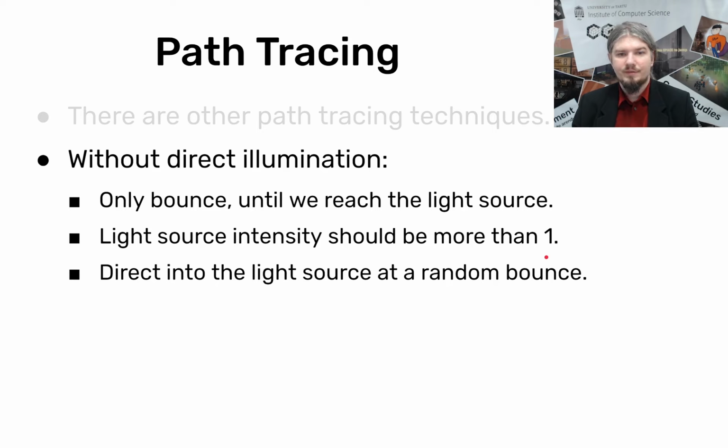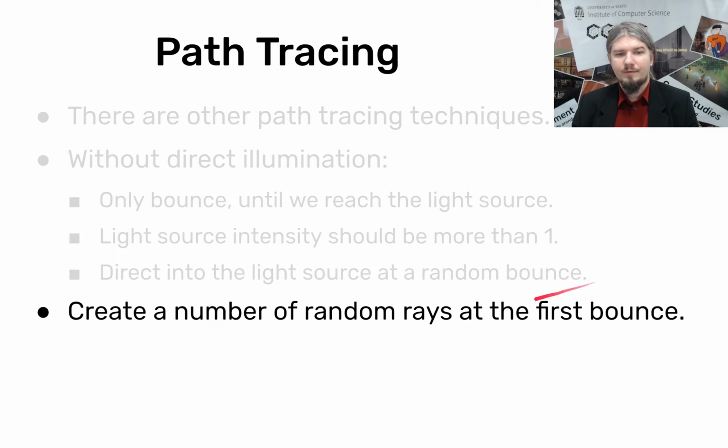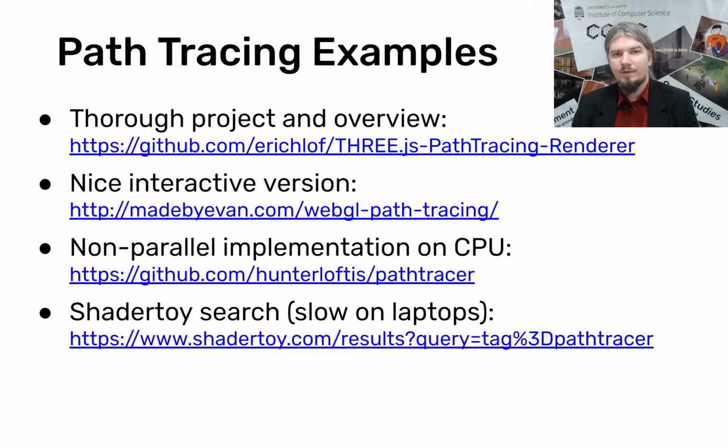Or we could also direct our random light path trace onto the light source at some random bounce. Another alternative would be to create a number of random rays at the first bounce, sampling more of the surrounding geometry in one sample. You can find plenty of path tracing examples on the web that run in your web browser, so feel free to look around and see how other people have implemented path tracing.